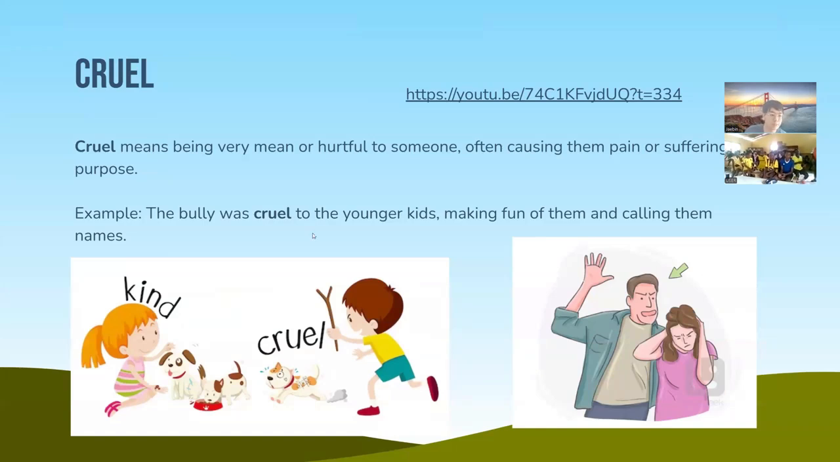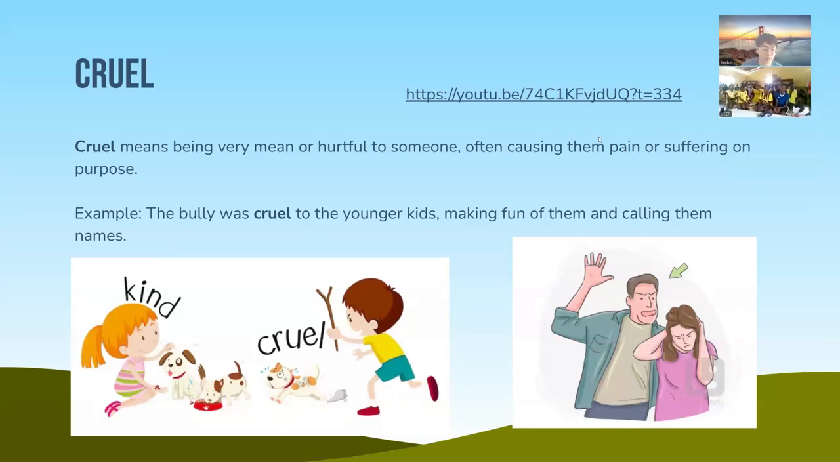Cruel means being very mean or hurtful to someone, and it often causes them pain or suffering on purpose. For example, the bully was cruel to the younger kids, making fun of them and calling them names. So this picture on the left is a kind person, and on the right is a very cruel person. Again, cruel means being very mean or hurtful to someone. Again, in the same picture on the right, he is being cruel. So this is how it is used in the story.